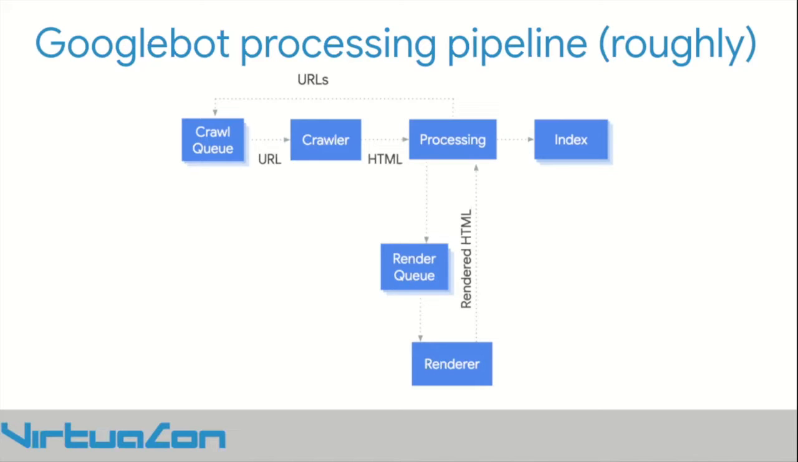So again, we are looking for links. Again, we are looking for robots meta tags and headers, and all that kind of stuff happens again. And then we put the result into the index.